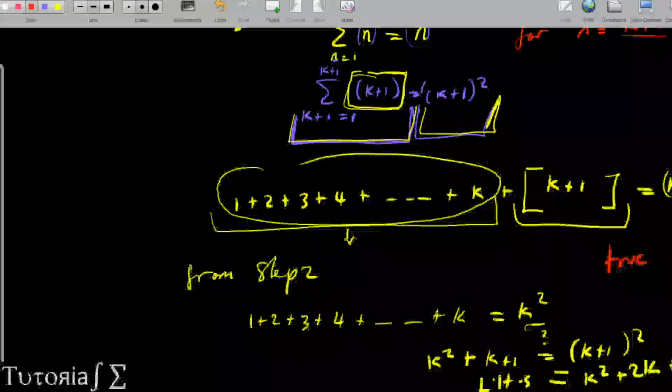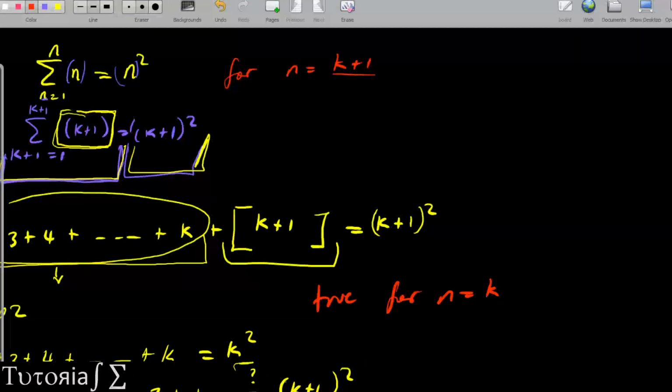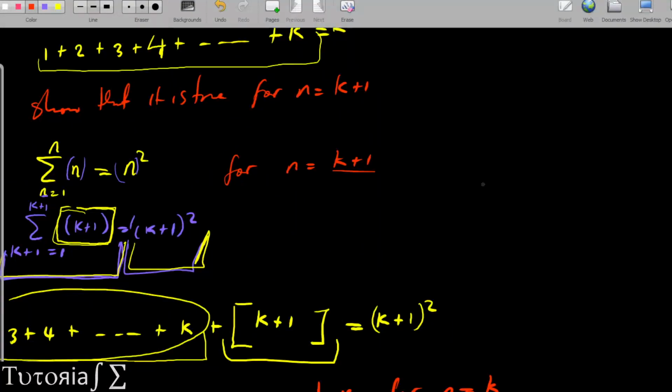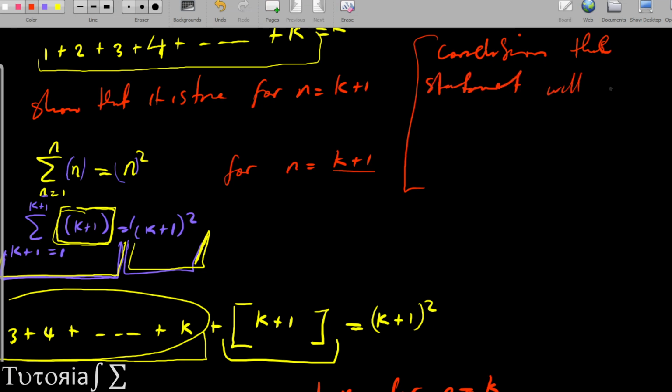Okay, so basically those are the 3 steps. Now you also need to make a conclusion. So I'll write it a conclusion. The statement will be true for all values of n.